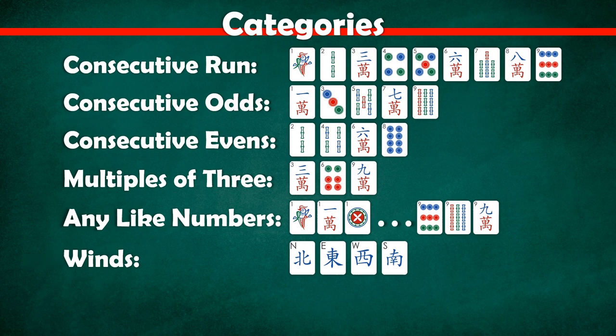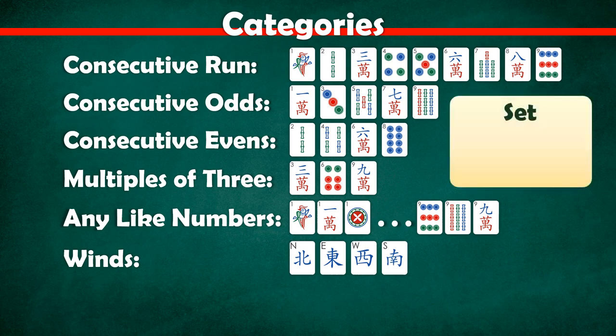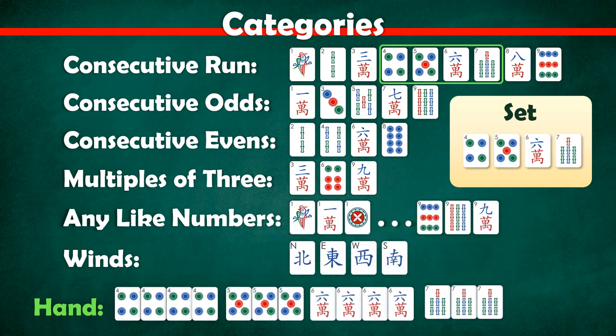The category chosen determines which types of tiles are used in the various blocks in the pattern. The numbers or wind tiles that you select from your category are known as the set. For example, a set of 4, 5, 6, 7 can be taken from the consecutive run category. Each number or wind tile in the set must be used in its own block in the pattern.